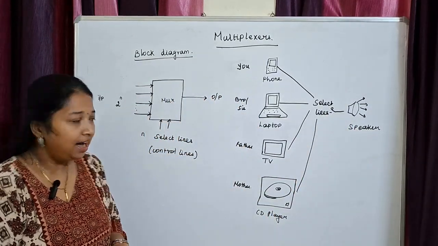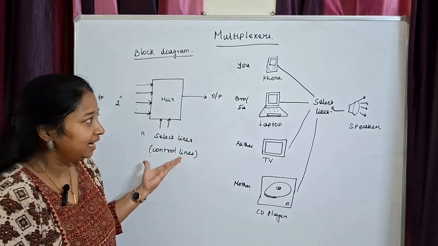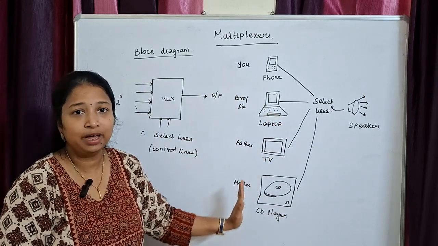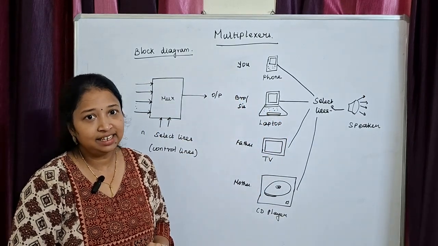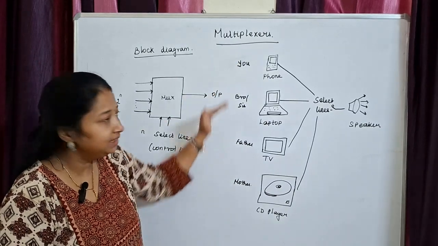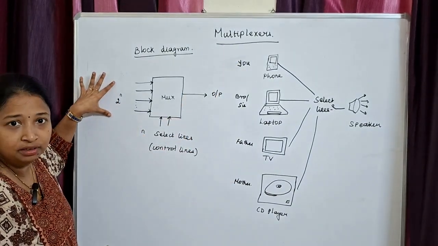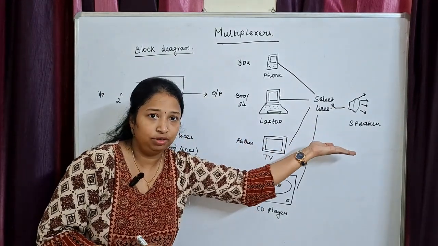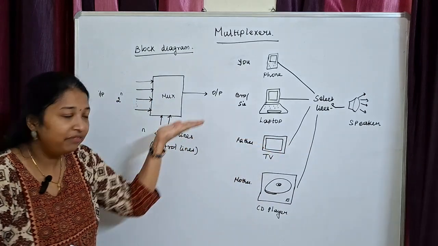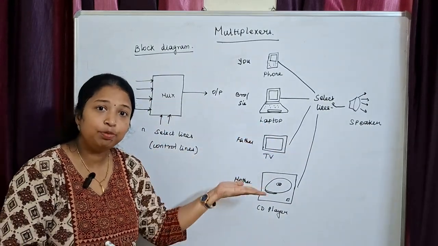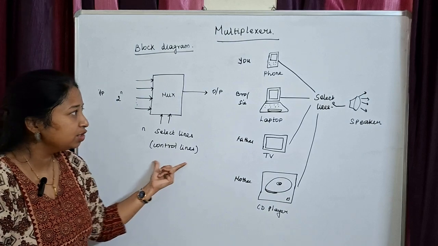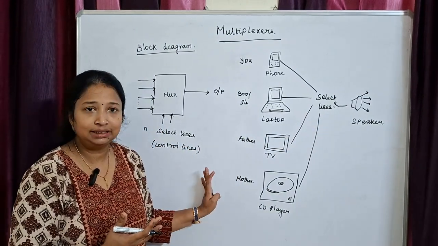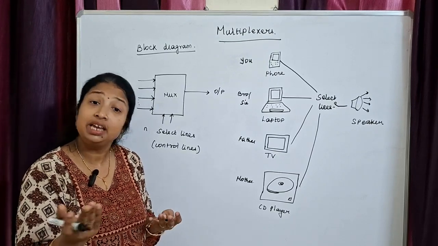Is that clear? Understood the meaning of select lines? Select lines are nothing but the control lines. They take full control as to whose input has to be answered. These are the inputs. These are multiple inputs. That is what I've told you. And you have got only a single output. Clear? And which input has to be routed to the output is based on your select lines.